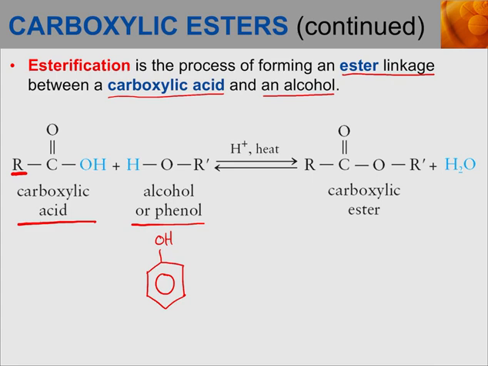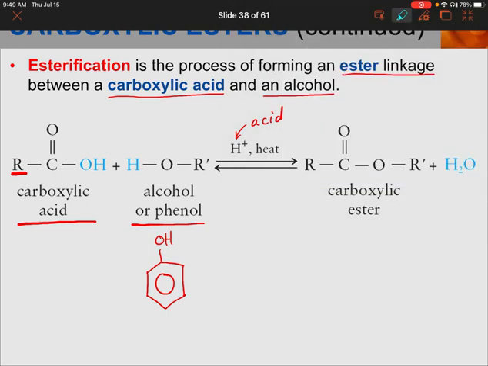So if we add some acid, that's going to help the reaction occur. It's going to act like a catalyst. And we'll also add some heat just to add enough energy for the reaction to occur. And what happens is the OH group from the carboxylic acid is going to team up with the hydrogen from the alcohol, and that's going to create a water molecule.